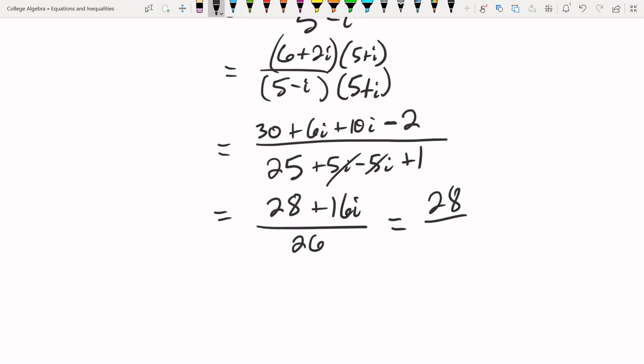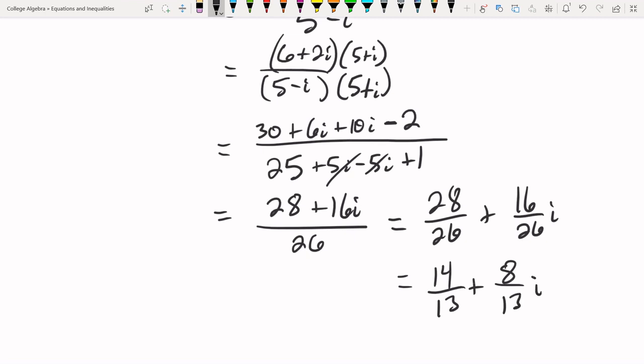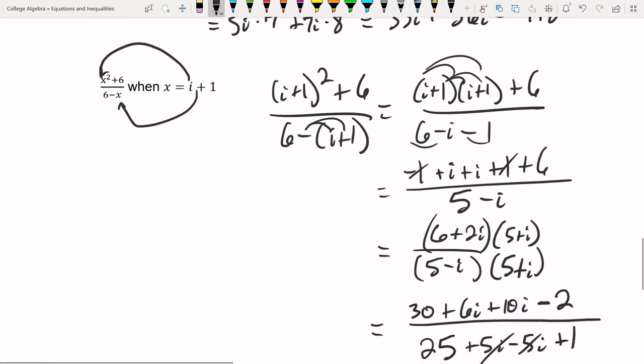Okay, 28 over 26, 16 over 26i. We can reduce each by, let's see, I think just 2. So we get 14 over 13 plus 8 over 13i. And that is in the proper form of a plus bi. So that one was a bit long.